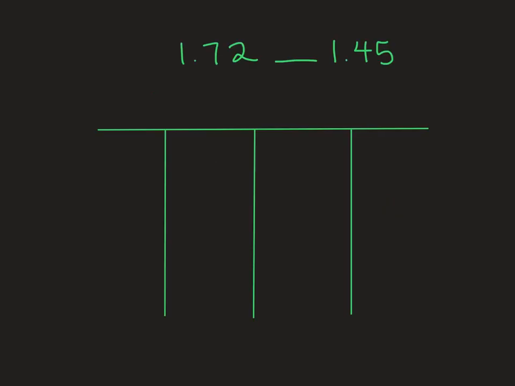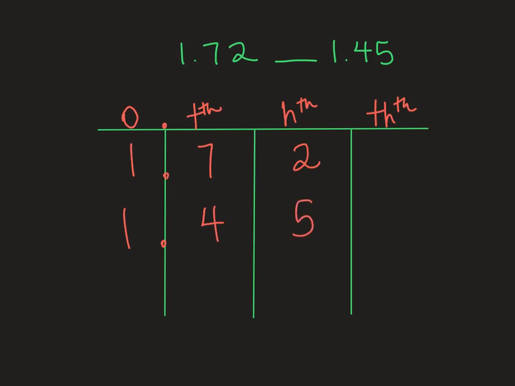So let's look at these next two numbers. I have 1 and 72 hundredths and 1 and 45 hundredths. So let's put them in our place value chart. This is my ones place, tenths, hundredths, and thousandths. So when I write 1 and 72 hundredths in, I'm going to say 1 and 72 hundredths, and then 1 and 45 hundredths.